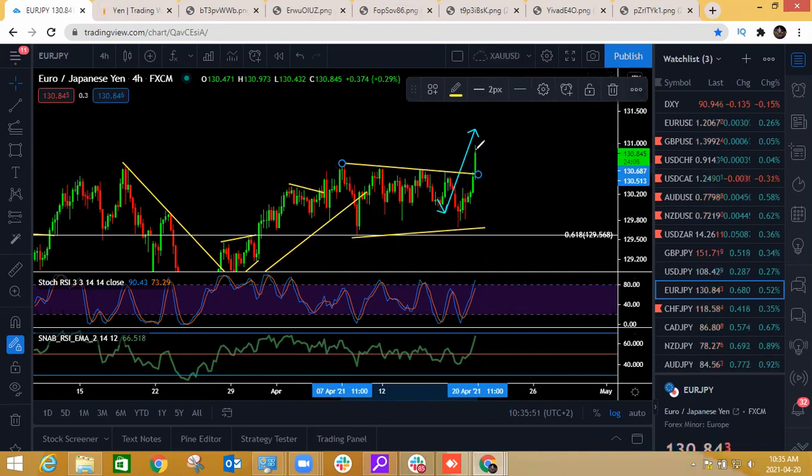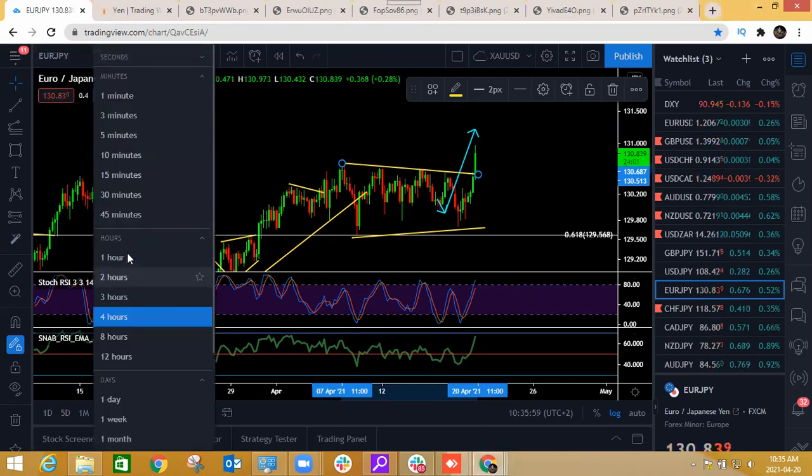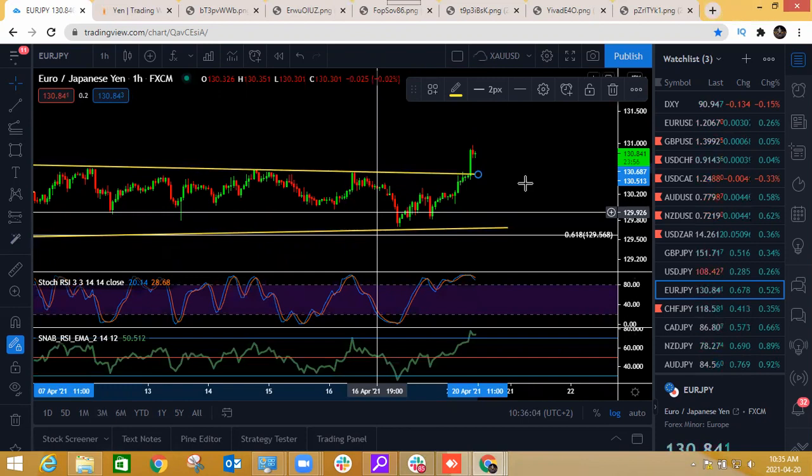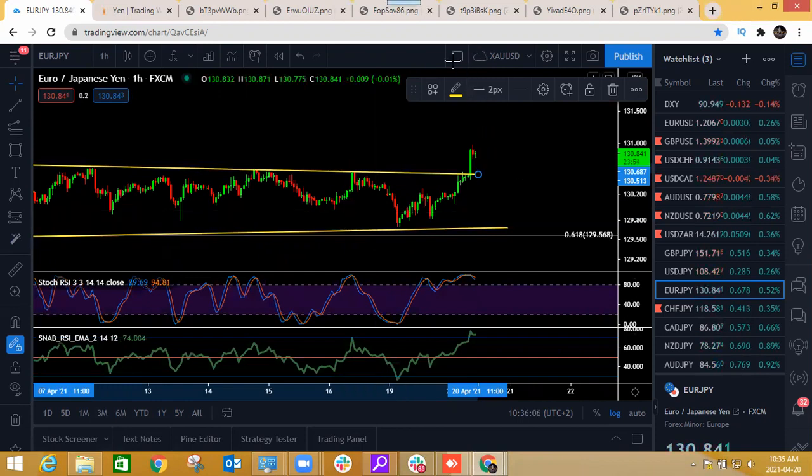Any pullback, even on the 1 hour, look for 1 hour pullbacks, you'll get more upside. So Euro yen, look for 1 hour corrections. This is not a setup on the 1 hour. So if we get a pullback here, this resets, this remains to be above 50, then we're going to ride it to the top.